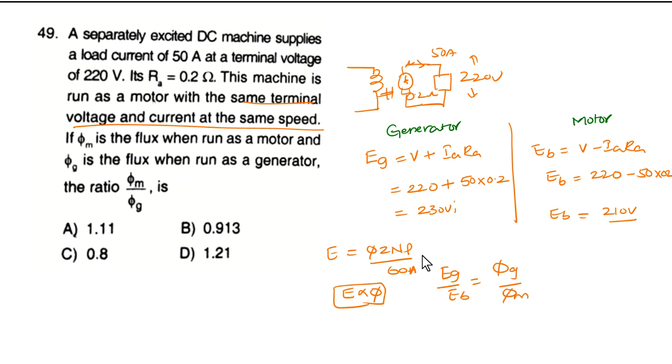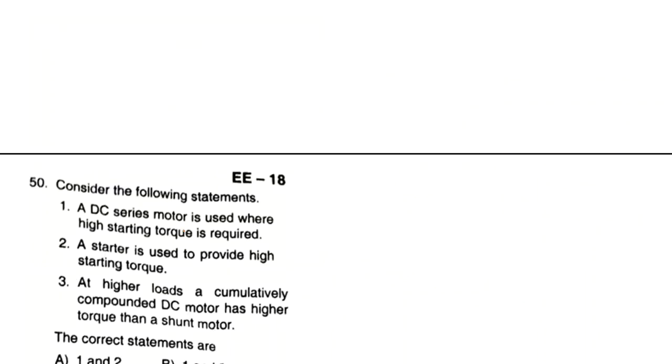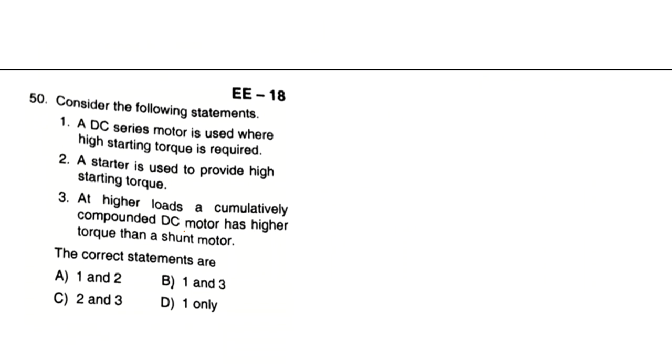But in the examination they asked phi m by phi g. Now phi m by phi g is equal to EB by Eg. Back EMF is 210 volts and Eg is 220. From this calculation, the nearest value you get is 0.913. So the answer will be B. Next question we'll move on.